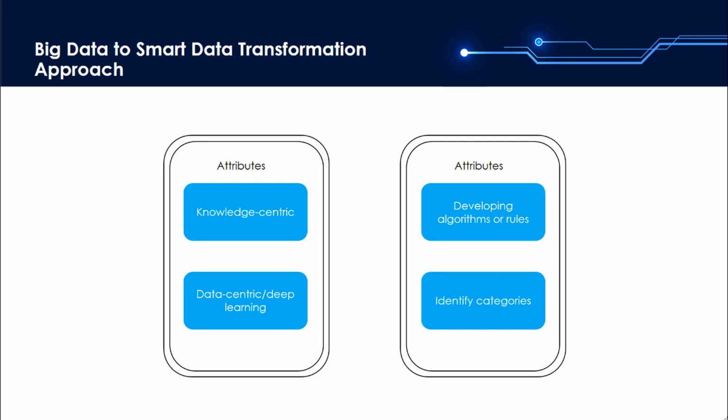The attributes of the knowledge-centric approach focus more on using algorithms or rules, which should be completely transparent. In a data-centric or deep learning approach, we identify the categories in which the data drives the process. So, in the case of data-centric and deep learning, we apply machine learning algorithms to discover the mapping. Whereas in the case of knowledge-centric, we use experts to create representation and mapping. Progressively, we'll find that there is a transformation from a knowledge-centric to a data-centric approach.